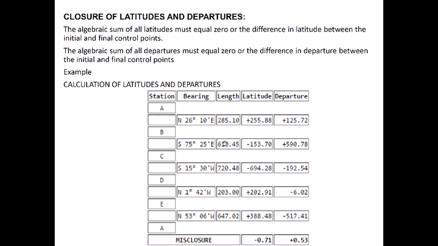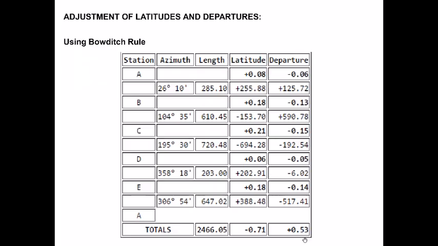So when it's south, the latitude will be negative, and when it's west, the departure will also be negative. And when you take the sum of latitudes and departures, you get negative 0.71 error in latitude and positive 0.53 error in departure. And now we will try to balance the error using the Bowditch rule.